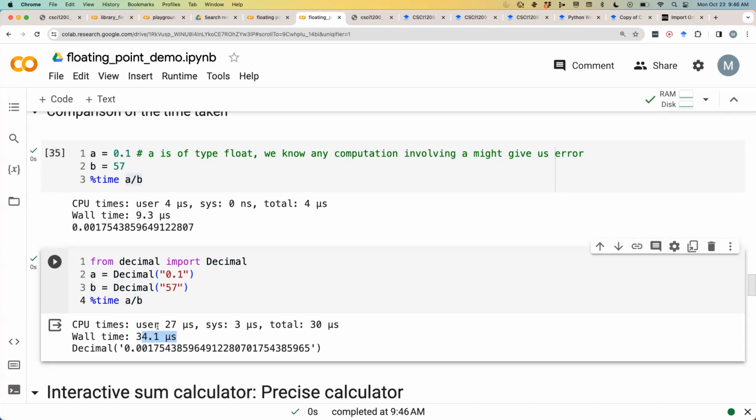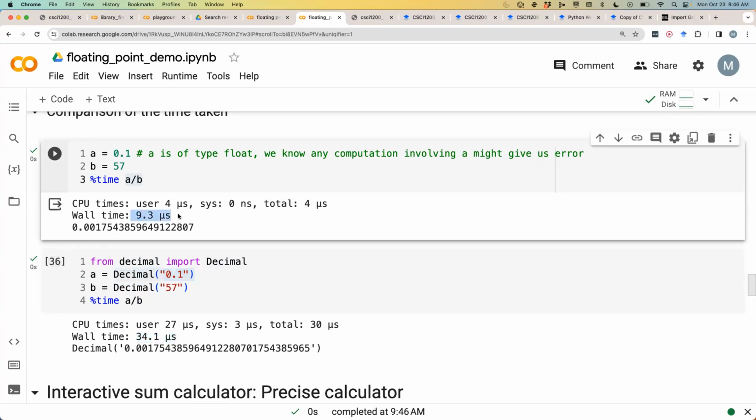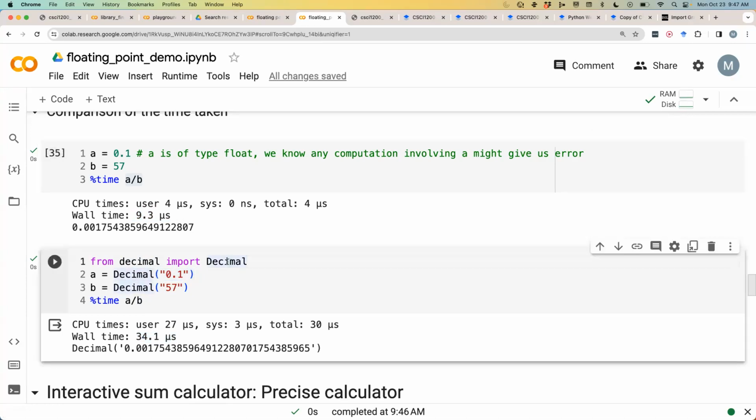So here you can see that when I typecast into decimal form, it takes longer compared to when I just use float. So there is a trade-off here. If you want precise calculation, then we have to trade off the time. It takes more time, but we can get it using the decimal library.